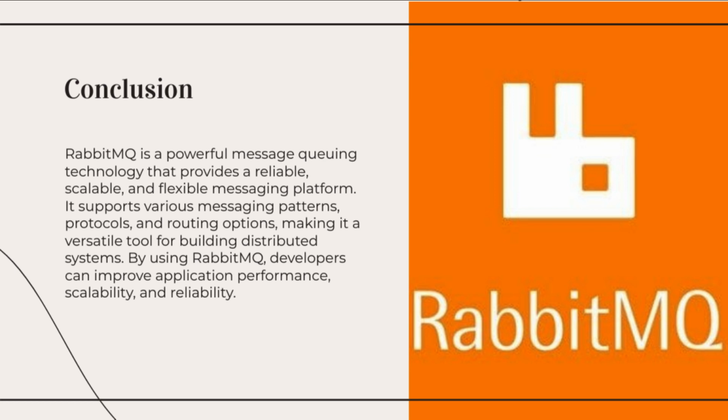RabbitMQ's versatility, reliability, and extensive feature set have made it a popular choice for building scalable and decoupled messaging architectures. It finds applications in various domains, including enterprise systems, microservices, event-driven architectures, Internet of Things, IoT, and cloud-native applications. Its rich set of features and strong community support make it a powerful messaging solution for building distributed applications.